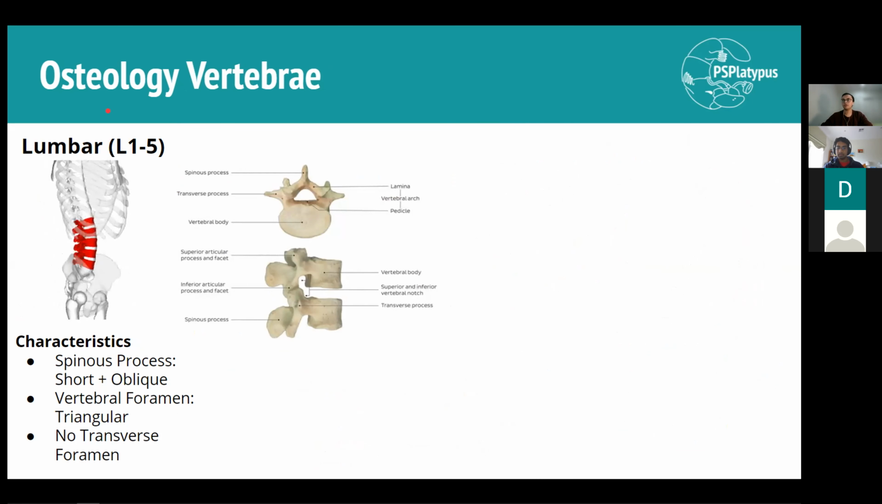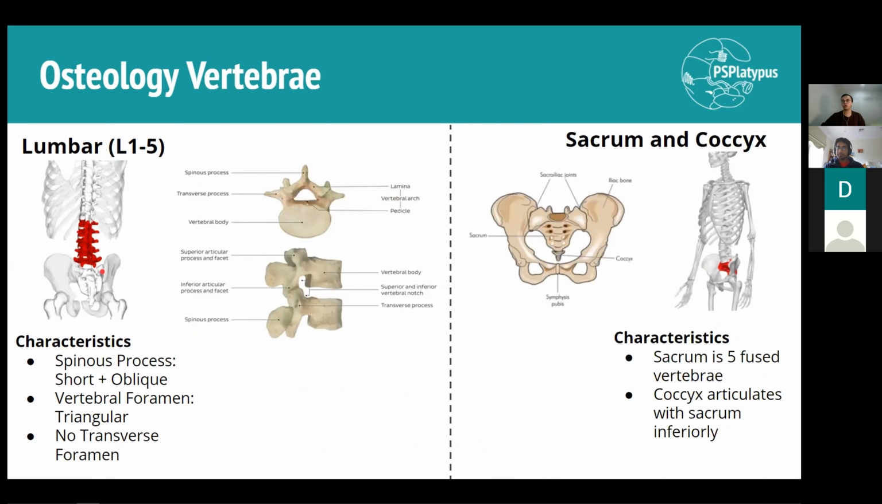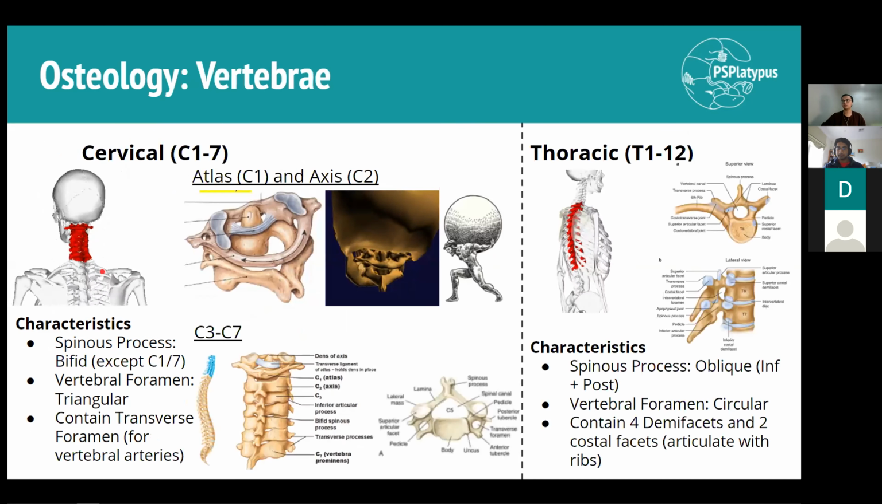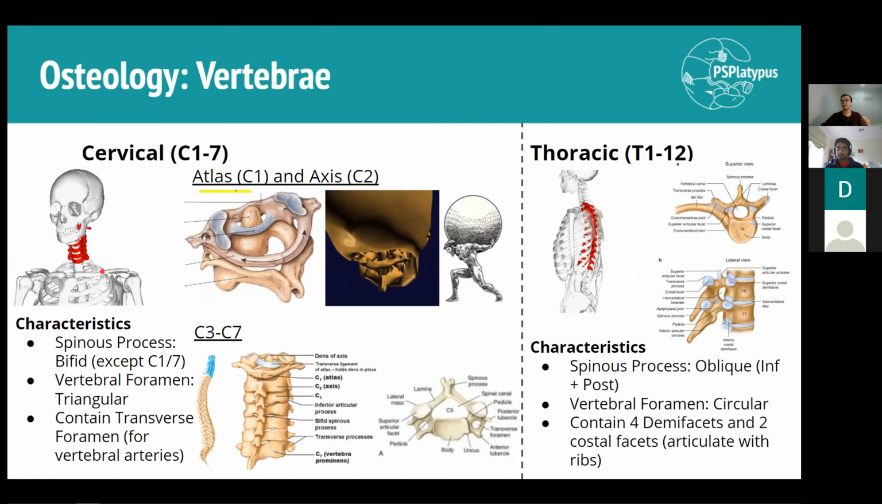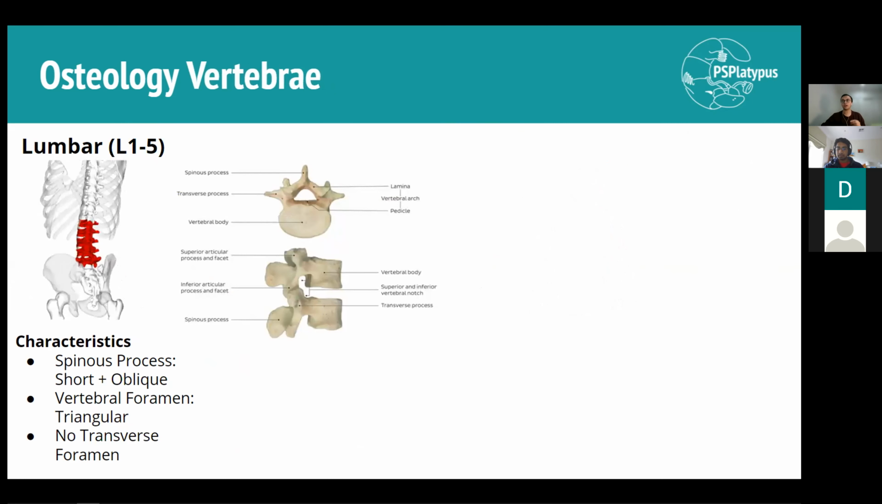So the lumbar vertebrae, again, have some important features. The main thing being the spinous process here is actually short and oblique. So before, the one on the thoracic region was very long and oblique. Over here, it's going to be short and oblique, but the same direction of inferior posterior angling.